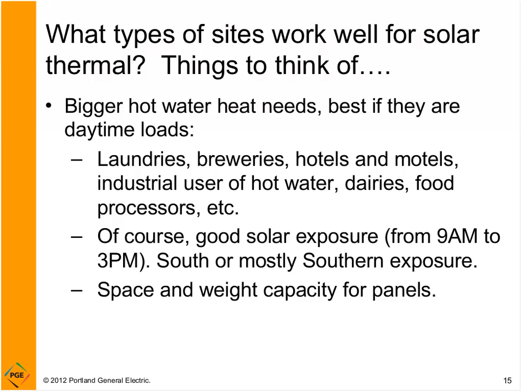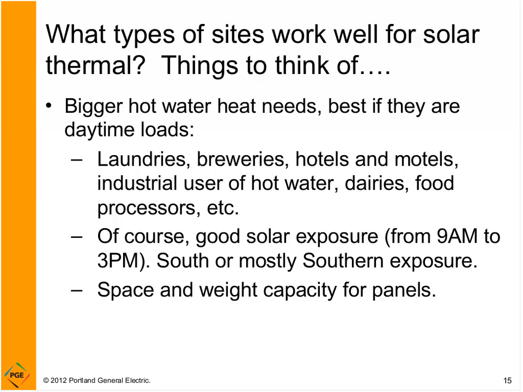So basically, for people who have a pretty big load, it works great if your load profile is synchronized with your solar insolation. In other words, when the sun's out is when you use the hot water. So a laundry that only works during the day is a great application. An industrial user of hot water that has 3 shifts that all use a lot of hot water is a little less cost effective because you're going to have to add some storage.